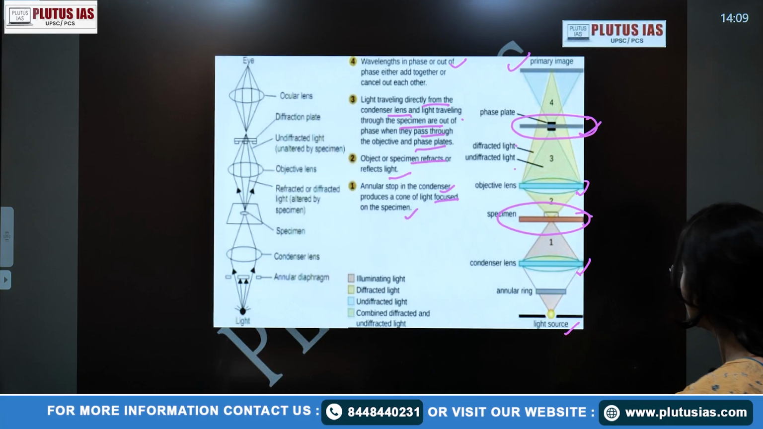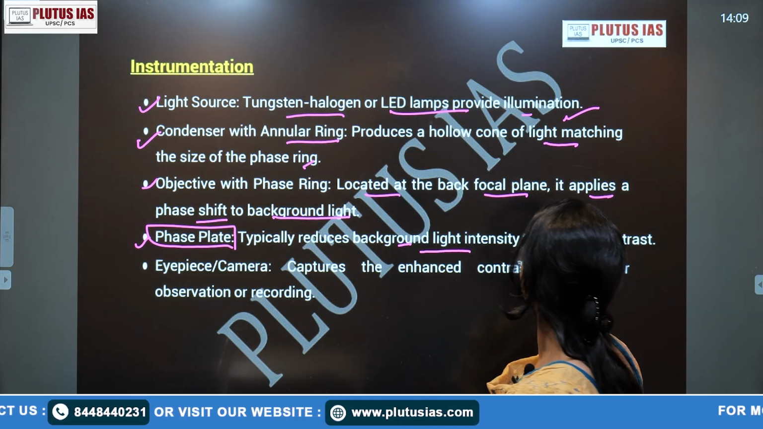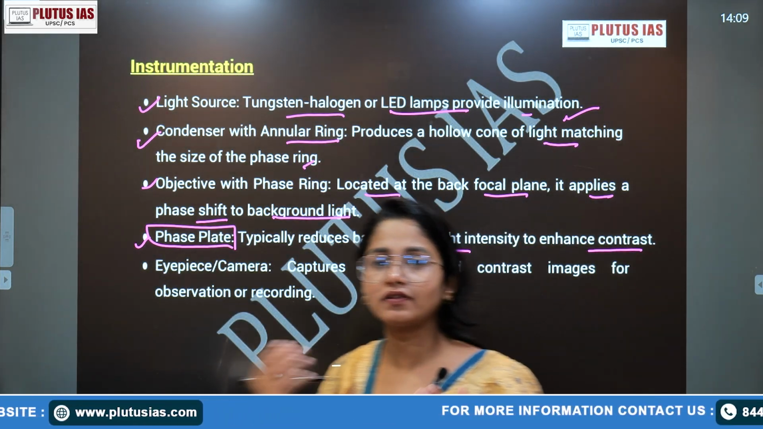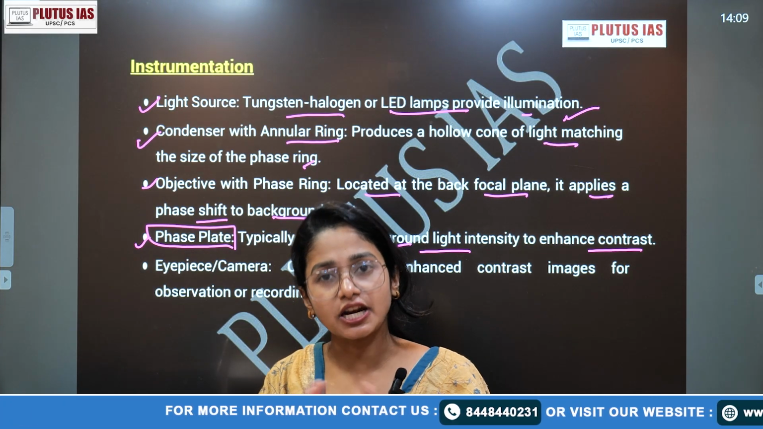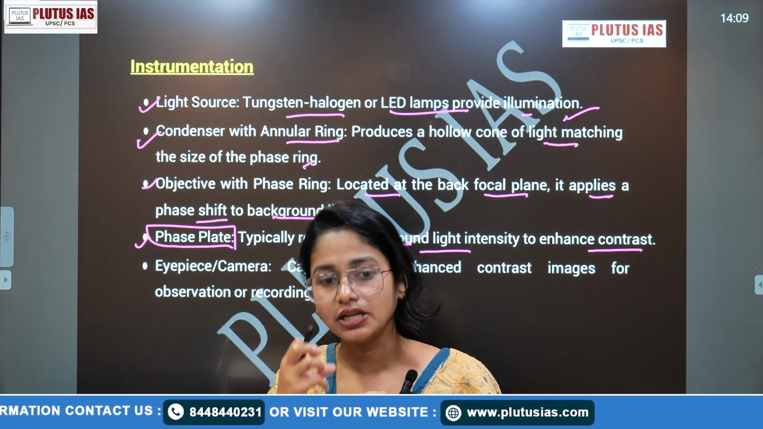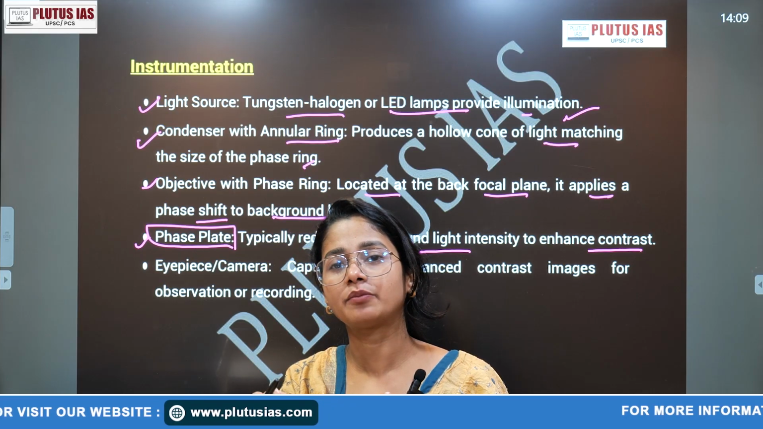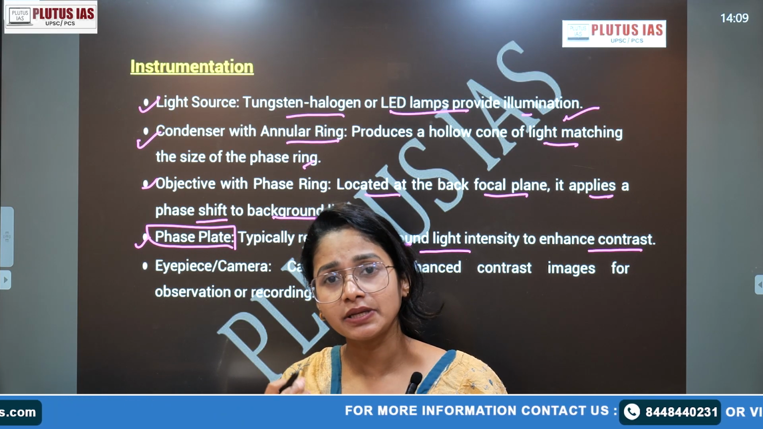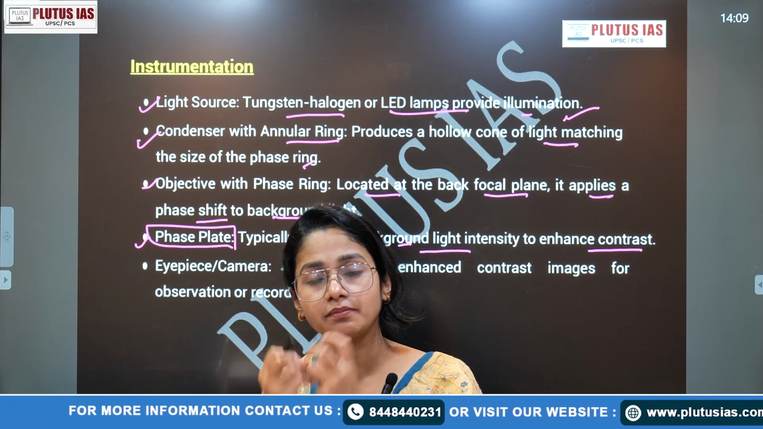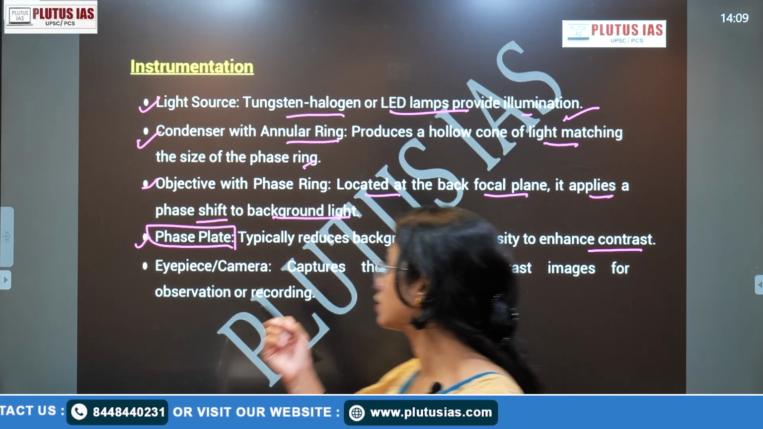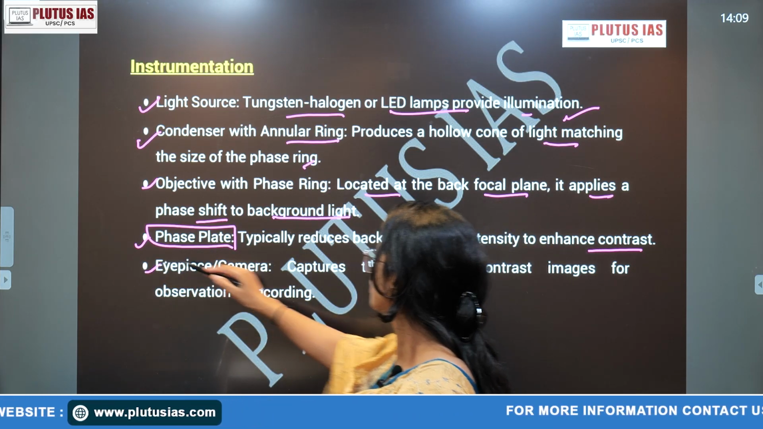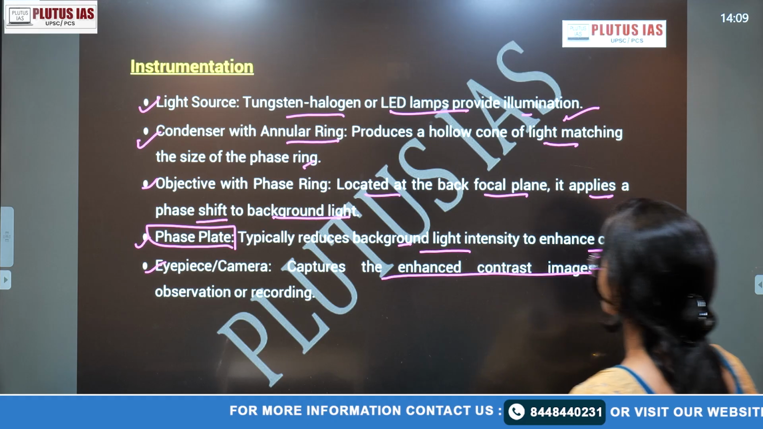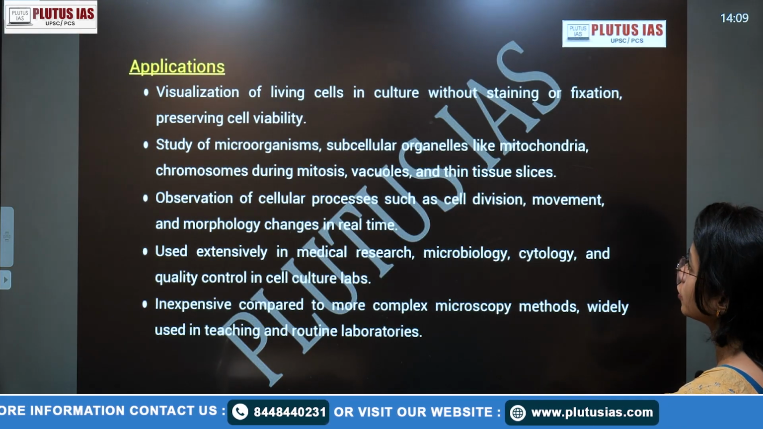What is the function of this? This reduces the background light intensity to enhance the contrast. Whatever light intensity is reflected should be reduced, and whatever light is reflecting from your specimen should be focused and a little bit highlighted, right? So this is something about the phase shift. Then the eyepiece or the camera captures the enhanced contrast images for observation or recording.